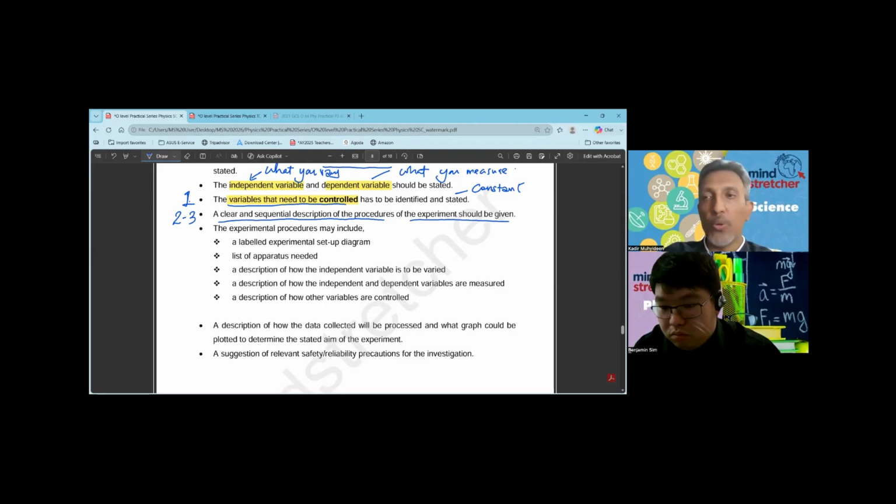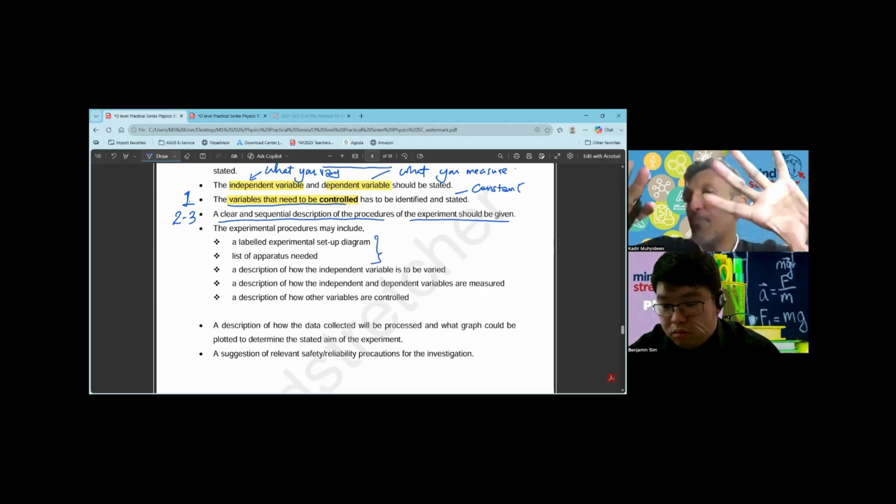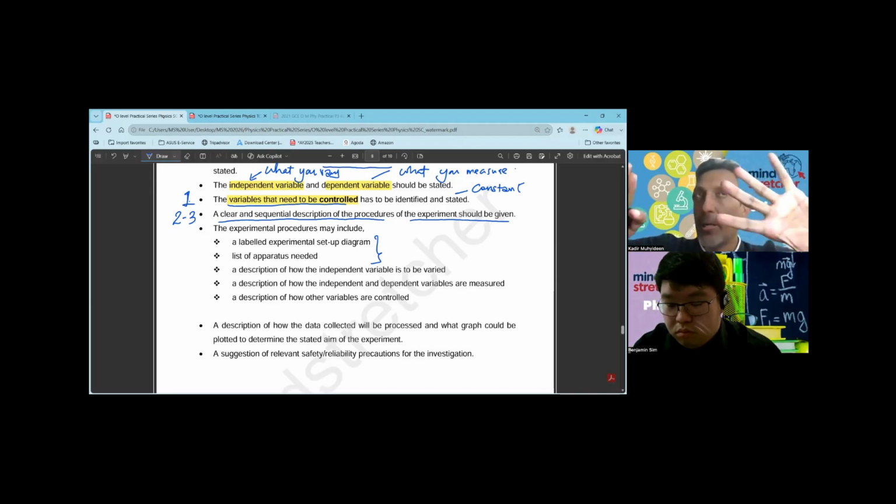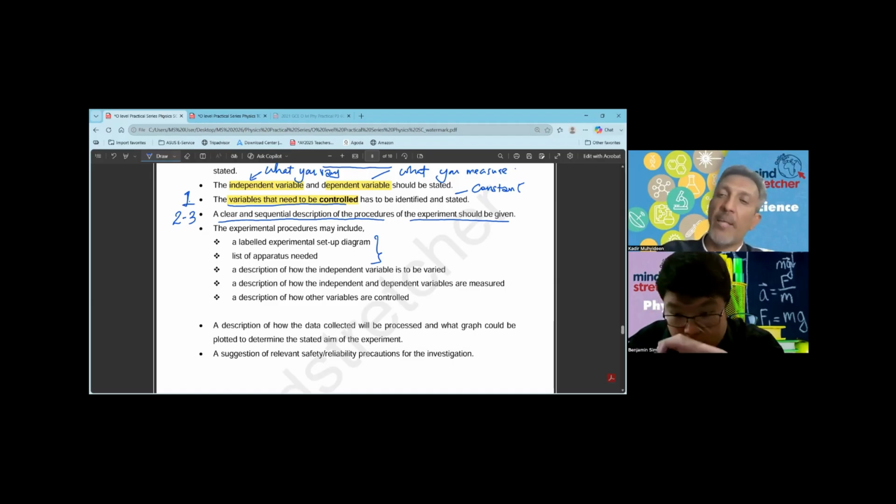The procedures include maybe you have to draw a diagram, but a lot of times nowadays they already have a diagram given as part of the question. So you just have to say, set up the experiment as shown in the diagram above. If you already have a setup and diagram, you don't really need to do this unless you have to come up with an experiment totally without a setup, then you have to draw a diagram and write down the apparatus. But other than that, this is just an indication.